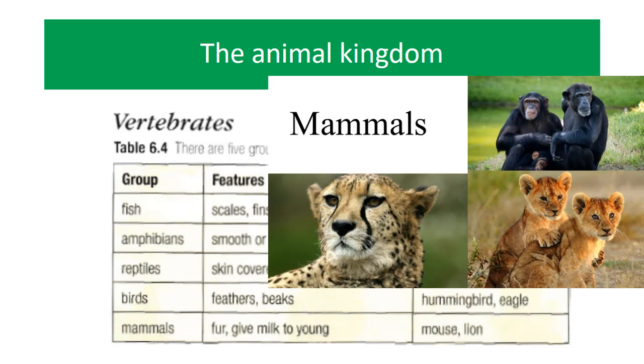And the last group of the animal kingdom is mammals. You know that mammals are those who give milk to their young. Human beings are also included in this group, as we have animal cells in our body. For example, the mouse and lion are all examples of the mammals group. Dogs, cats, cow, horse, and so on.